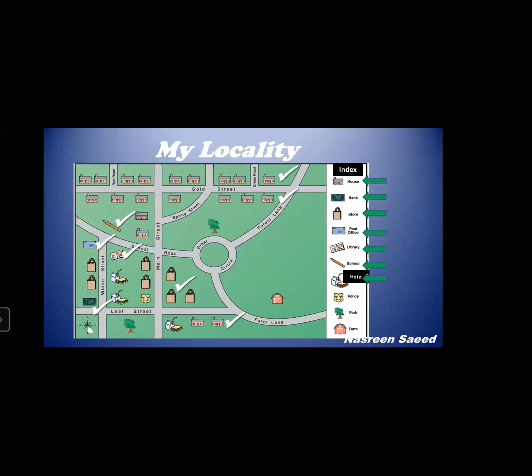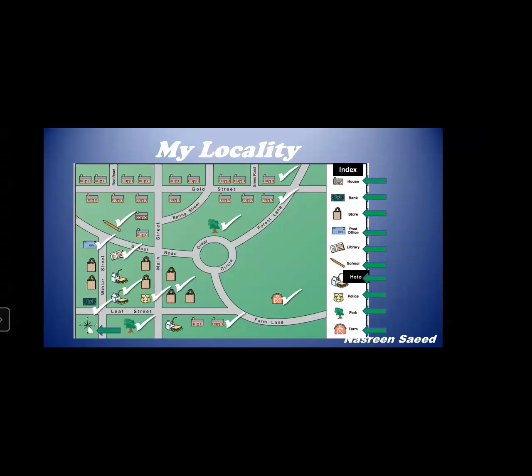Hotels are represented by a sandwich and cool drinks. That is also shown. Then we have a police station. A badge is shown. Then a park. The park is shown with the help of a tree. We can make out with the help of a tree that it is showing a park. Then a farm is there. One single farm is there in the whole locality, that is also shown.